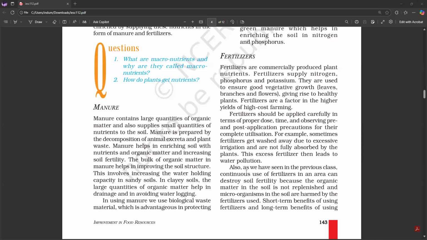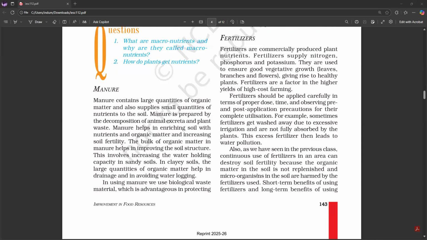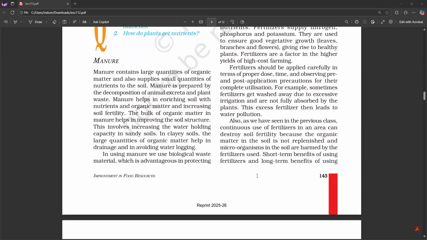Fertilizers should be applied carefully in terms of proper dose, time, and observing pre and post application precautions for their complete utilization. For example, sometimes fertilizers get washed away due to excessive irrigation and are not fully absorbed by the plants. This excess fertilizer then leads to water pollution.